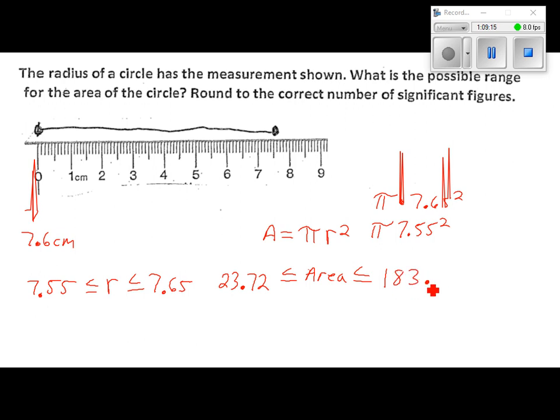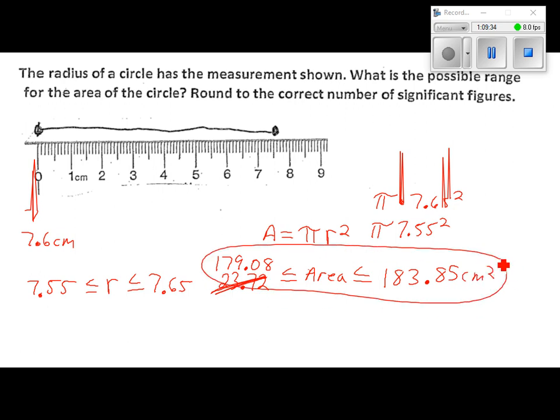Yeah, let's go back to the first one. What should it be then? 179.08. Change that on your paper. I did it, but I completely got it wrong. So, we don't know the exact area of the circle, but we know that the area is between those two numbers.